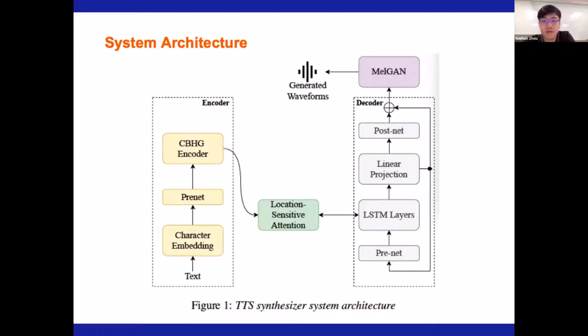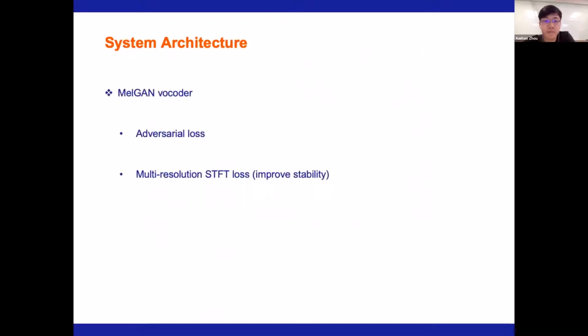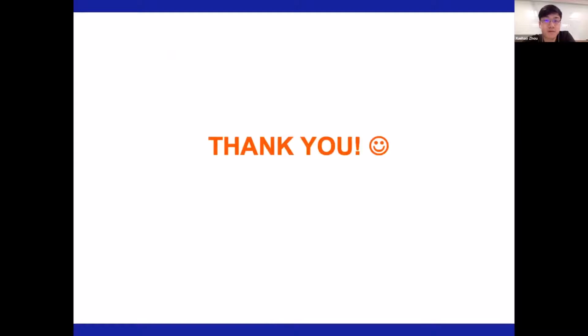And finally, we use the MelGAN to generate the waveform from the predicted mel spectrogram. For the MelGAN vocoder, we use the adversarial loss and the multi-resolution STFT loss. The multi-resolution STFT loss can improve the stability of the training procedure, so we use it in our MelGAN vocoder training part. So here is my presentation. Thank you for listening.